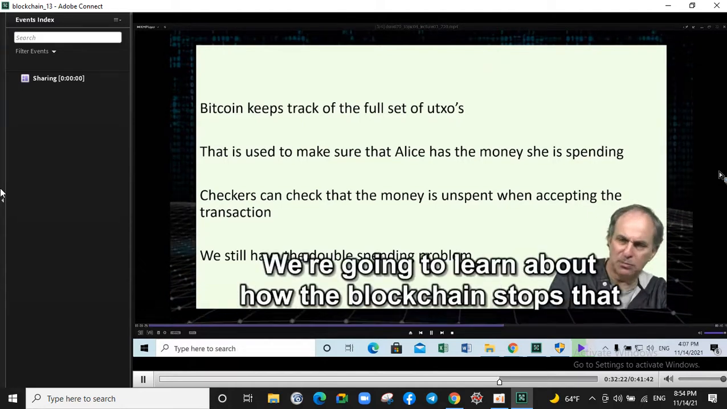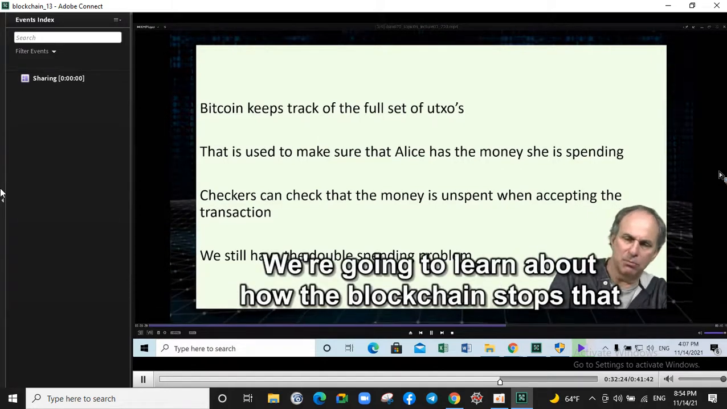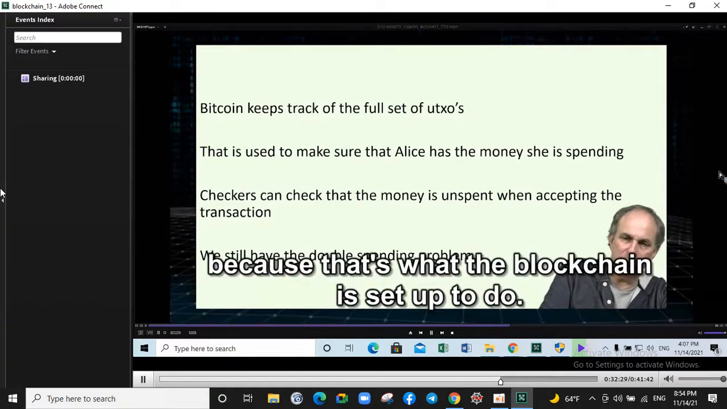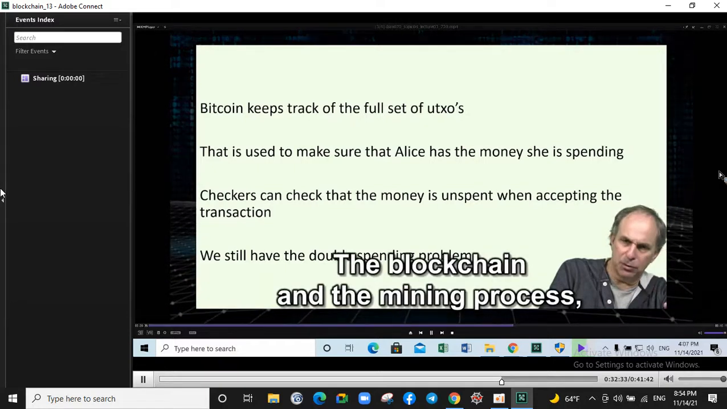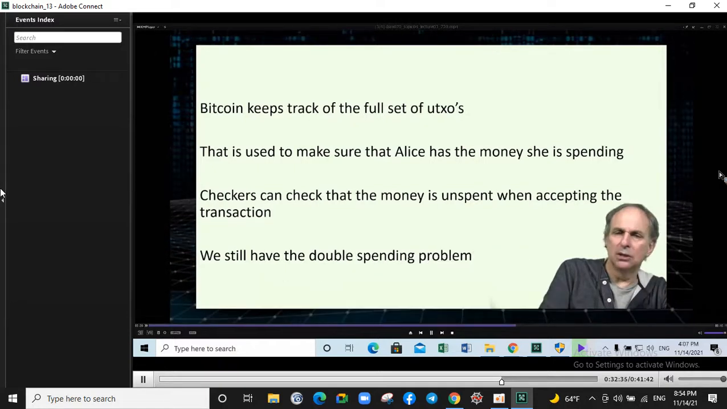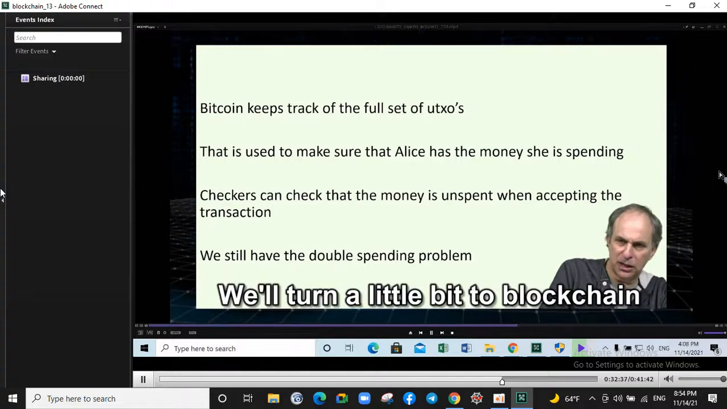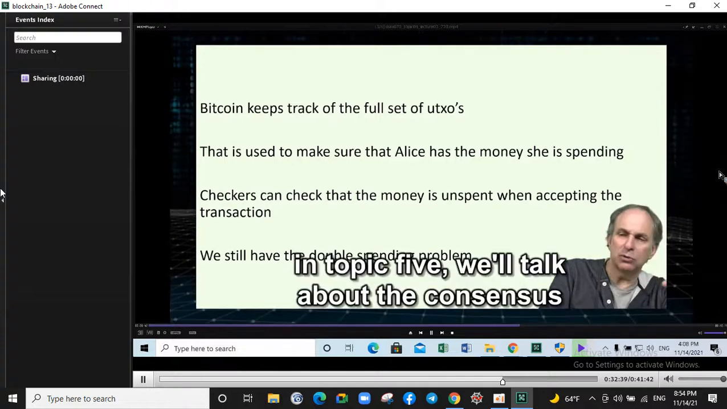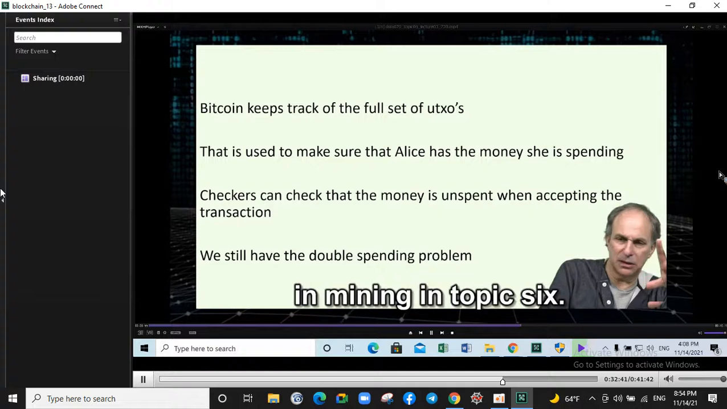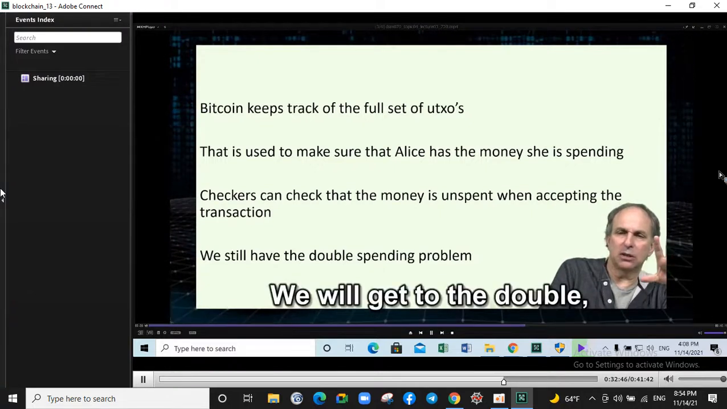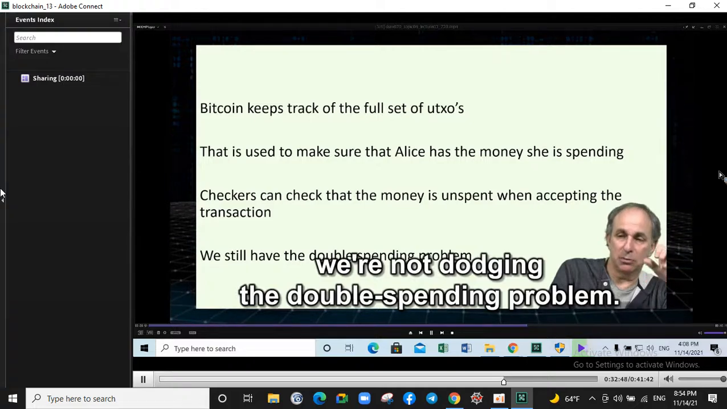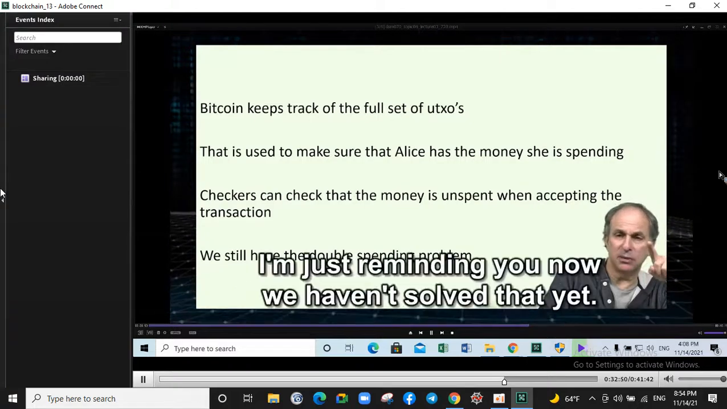So we're going to learn about how the blockchain stops that. That's what the blockchain is set up to do: the blockchain, the mining process, and the consensus process. We'll talk about the blockchain in topic 5, and about consensus and mining in topic 6. So we will get to the double spending problem. We're not dodging it. I'm just reminding you now that we haven't solved it yet.